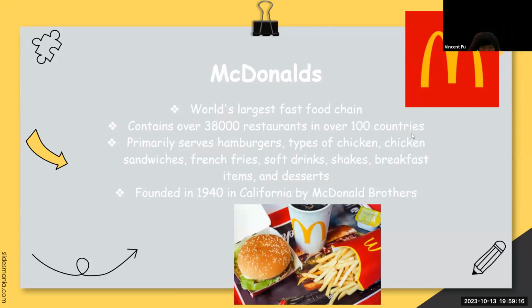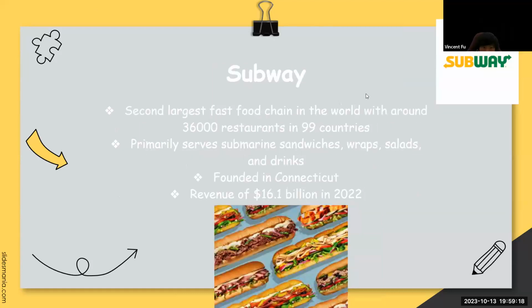Okay, next we have Subway. So Subway is the second largest fast food chain in the world with around 36,000 restaurants in 99 countries. And they pretty much only serve sandwiches, although they do have some wraps, salads, and drinks. And it was founded in Connecticut, and it has a revenue of $16.1 billion in 2022.